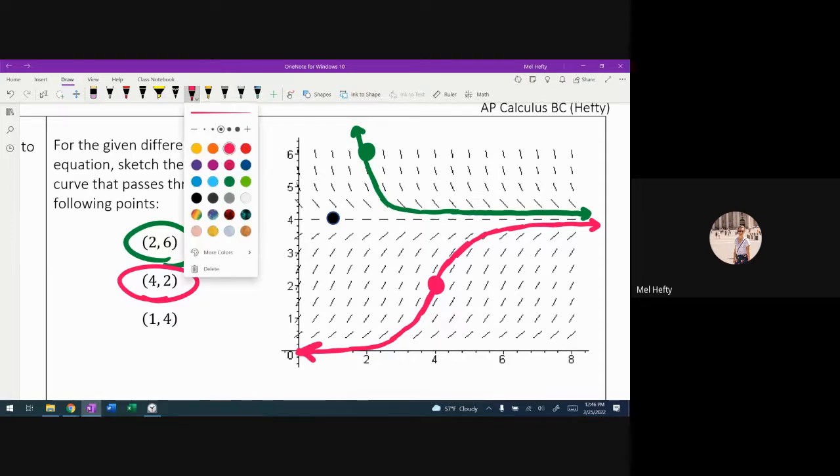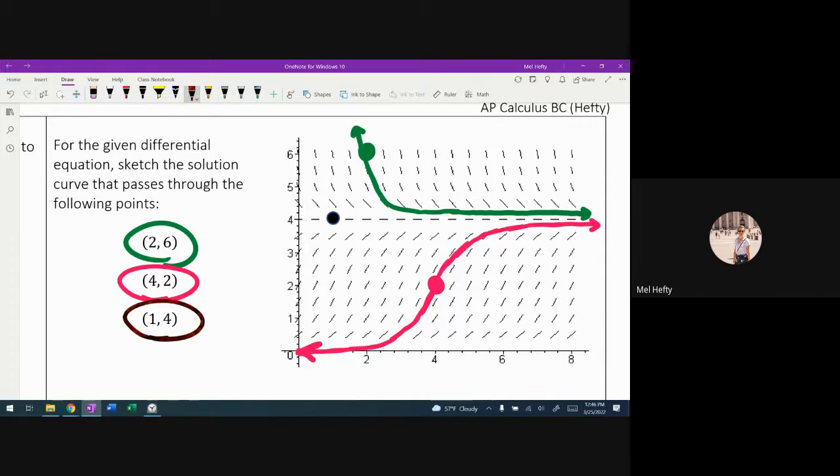Now, 1, 4 is kind of the most interesting one. So what's the most interesting color you can think of? Lava? Okay. What do you think this one's going to do? Yeah, this is going to be super flat. They love putting this one on the AP test. That one needs to be really flat. So you can touch the lines, it's totally fine to touch the lines. You just don't want to go through them at a weird angle. So you kind of want to follow along with them.